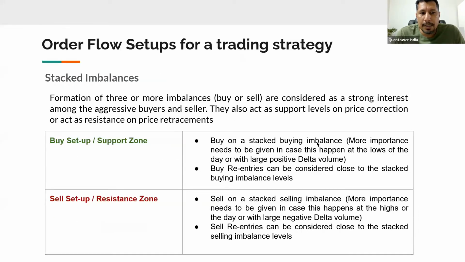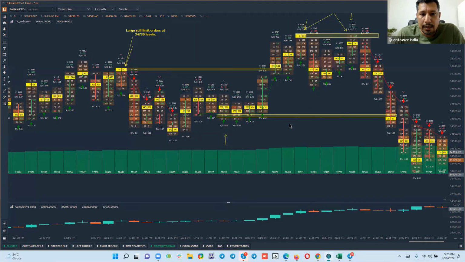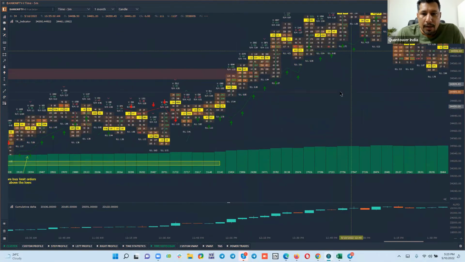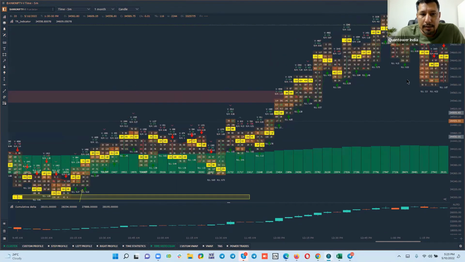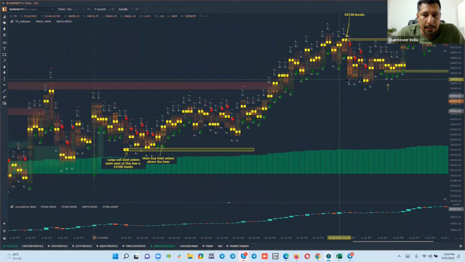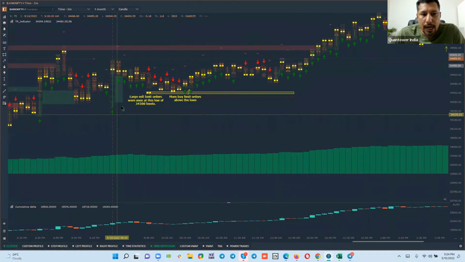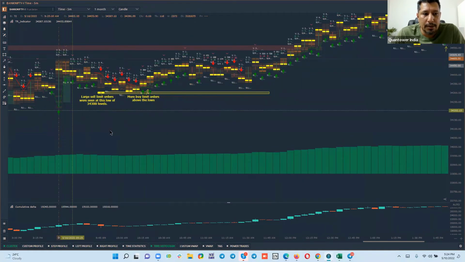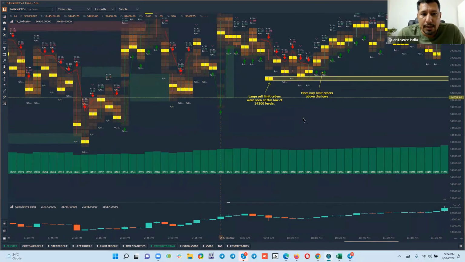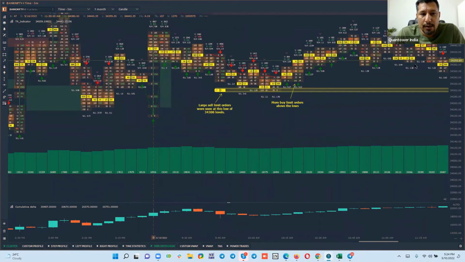Next concept is the stacked imbalances. Now, let's look at that again. We see hardly any stacked imbalances today, except in the morning hours of the trade, where the market started much lower and then started forming stacked imbalances out here. Let me zoom this a little bit. You can see that there was consecutive buying at the lower levels, which indicates that the market was finding good buying support at these levels.